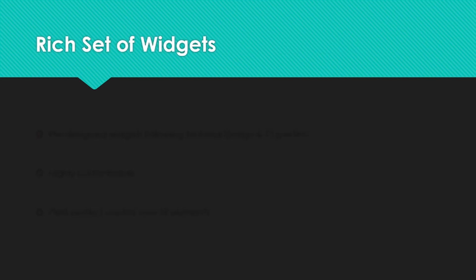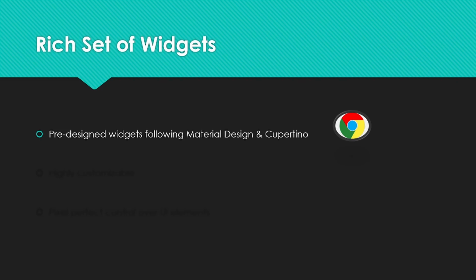Rich set of widgets. Everything in Flutter is widgets. Widgets are reusable UI components. It can be anything from a simple button to text to complex layout and animation. So these widgets follow Material Design and Cupertino. So these designs are of Google and Apple respectively. Every software has its own design system so that the users can have a familiar feeling when using the software.